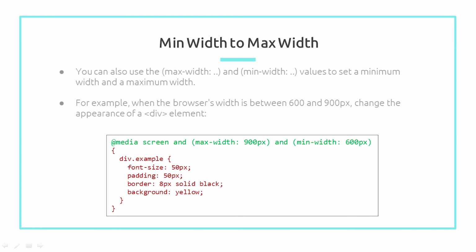Min-width to max-width. You can also use the max-width and min-width values to set a minimum width and a maximum width. For example, when the browser's width is between 600 and 900 pixels, change the appearance of a div element.